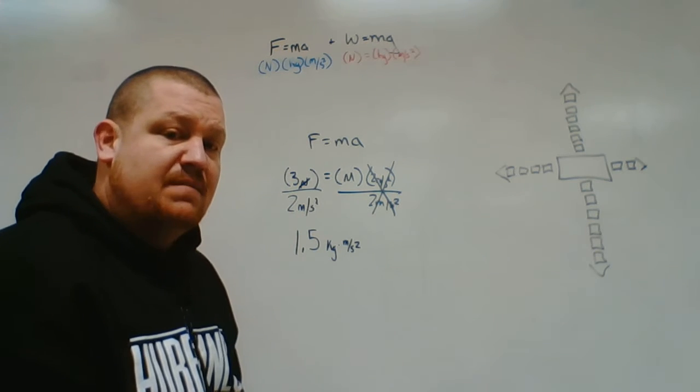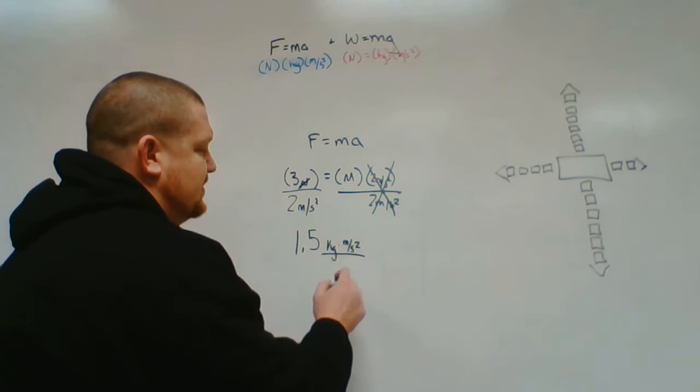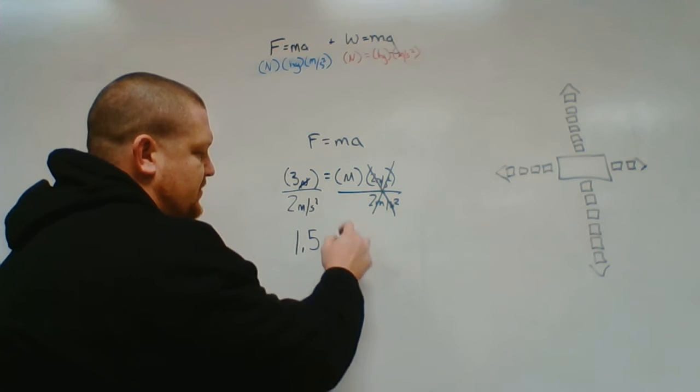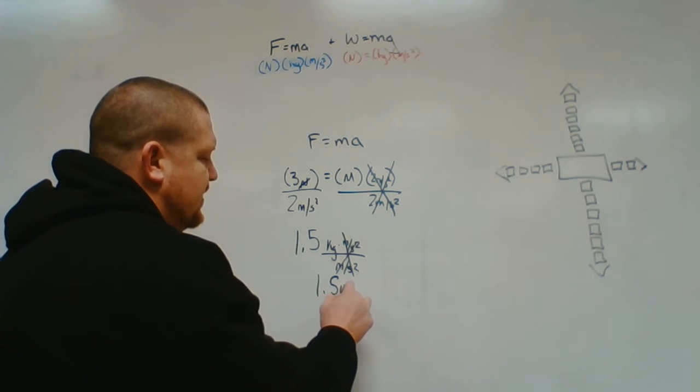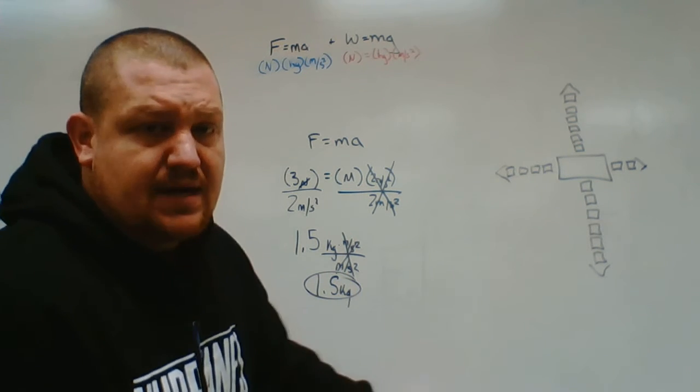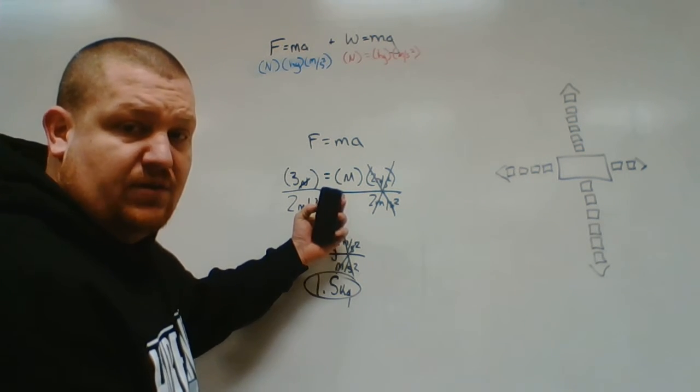A newton is a kilogram meter per second squared. So that over meter per second squared cancels out our acceleration constant, and our answer is 1.5 kilograms. All right. You would do the same process if you're looking for mass.